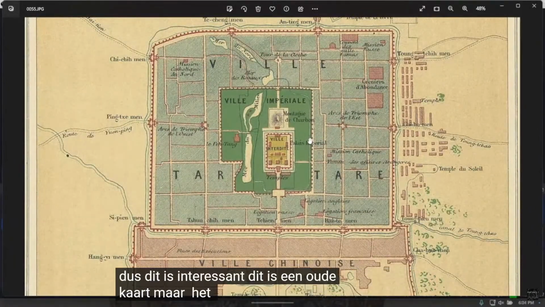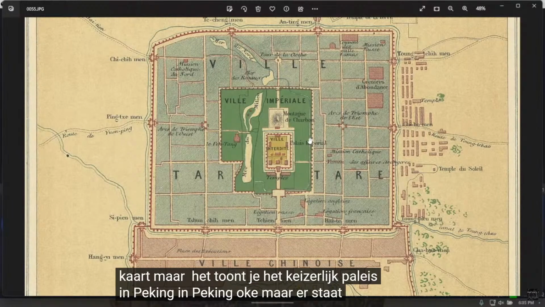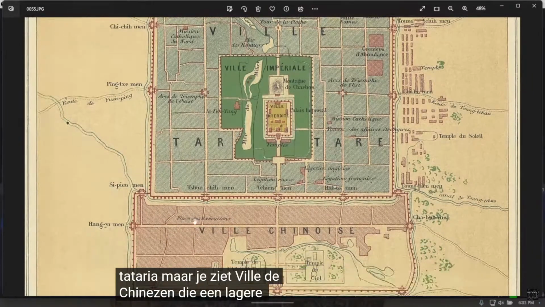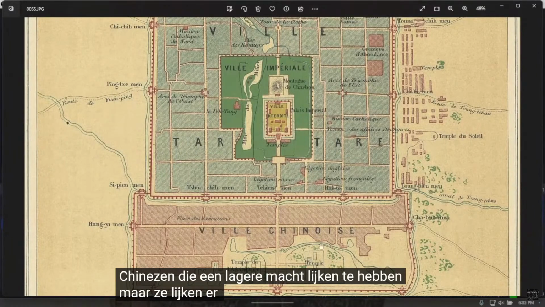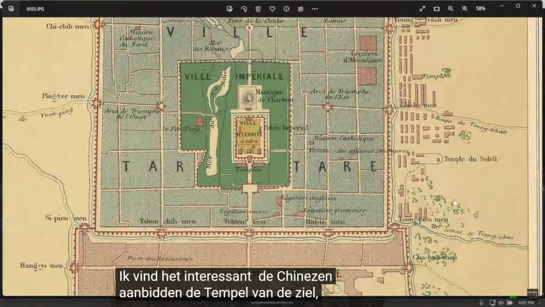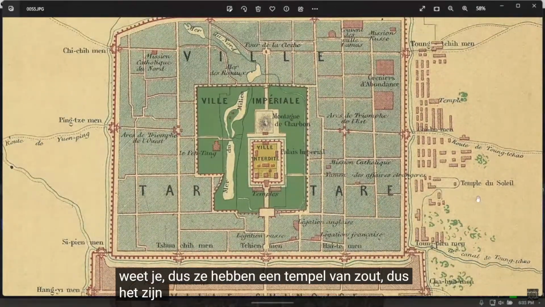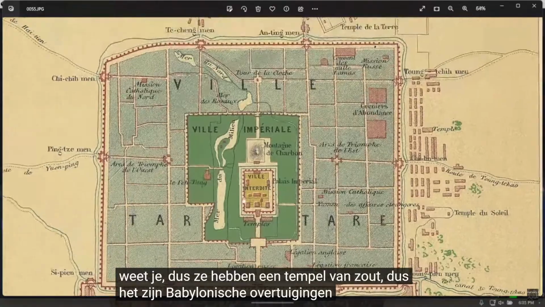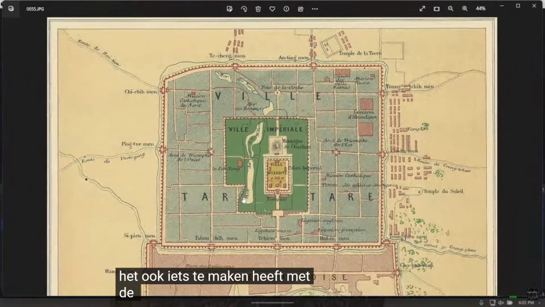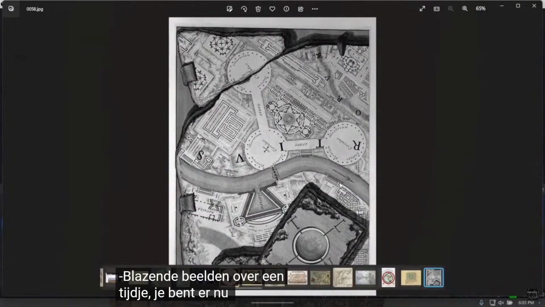So this is interesting. This is an old map, but it shows you the Imperial Palace in Beijing, in Peking, okay? But it says Ville de Tartary, because at that time it's Tartaria. But you see the Chinese, who seem to have a lower sort of power, but they seem to be there. I find it interesting the Chinese are worshipping at a Temple of Sol, so it's Babylonian type beliefs, and it also looks like it might be something to do with the inside of a computer. I'm going to show you some mind-blowing images in a little while.